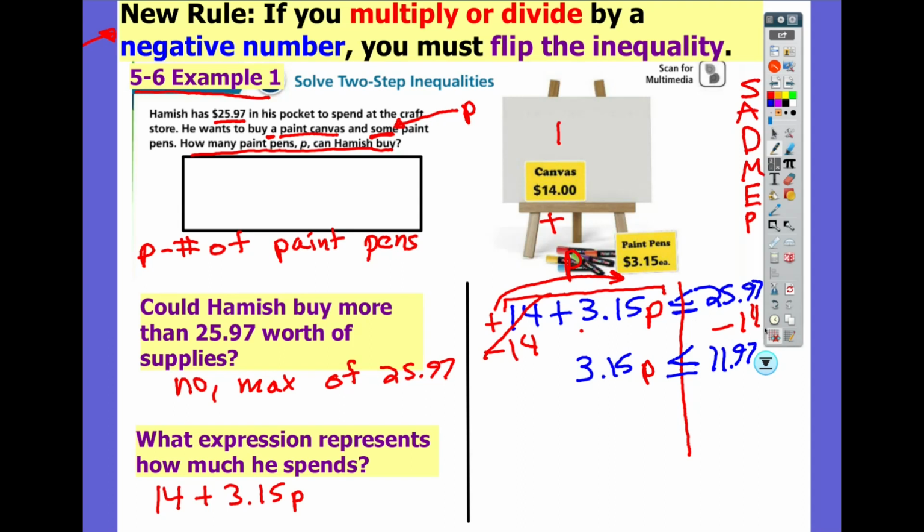Just a calculator operation or a mental math problem at that point. Finally, we just got to undo the multiplication. So we'll divide by 3.15, divide by 3.15. And we'll check our rule. So let's just make sure, because there's a lot of times that you kind of misapply this rule. So let's check. If I multiply or divide by a negative number, I have to flip the sign, but this is positive, so I don't have to flip anything. So I get 3.15 divided by 3.15, and I get P is less than or equal to, and if I do 11.97 divided by 3.15, that'll be equal to 3.8.